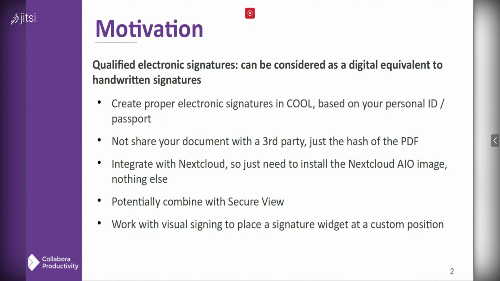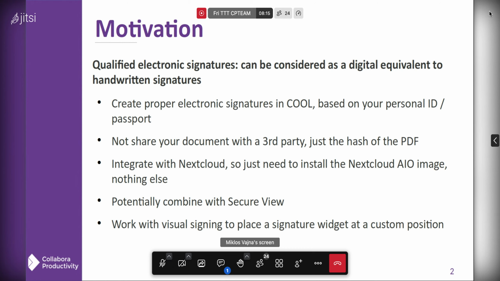That's not really leaking any important info, but not the original document. We wanted to create this in a way that various online integrations can play nicely with it. As a sample, we created a Nextcloud integration. If you install the Nextcloud All-in-One Docker image, which is the most popular one, then you don't need to install anything else, no additional services or packages. You just need the stock configuration.